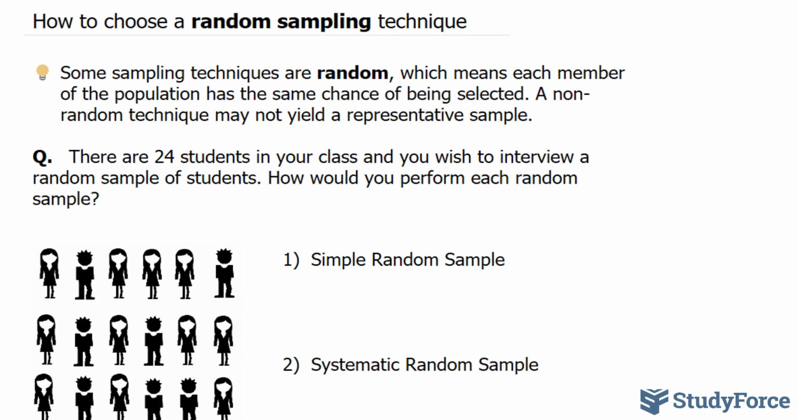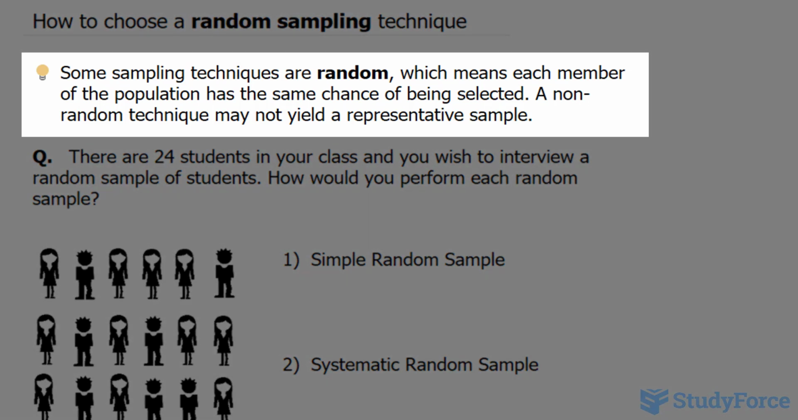In this lesson, I'll show you how to choose a random sampling technique. Some sampling techniques are random, which means each member of the population has the same chance of being selected. A non-random technique may not yield a representative sample.